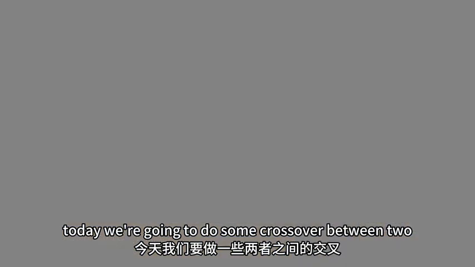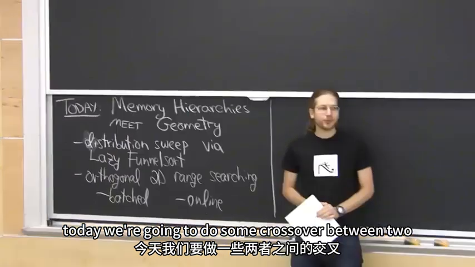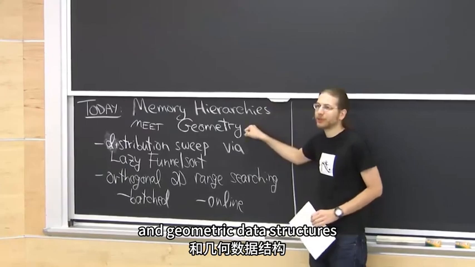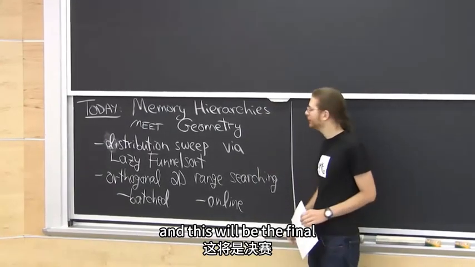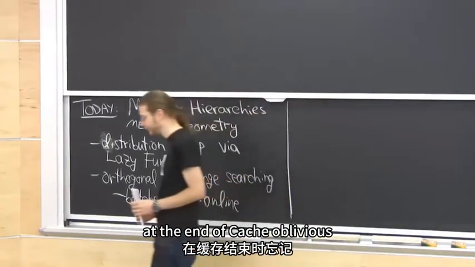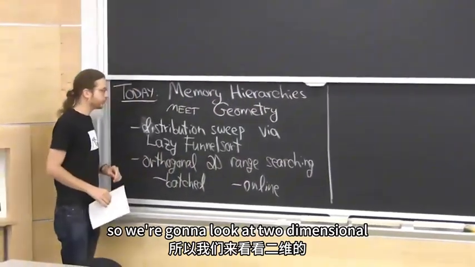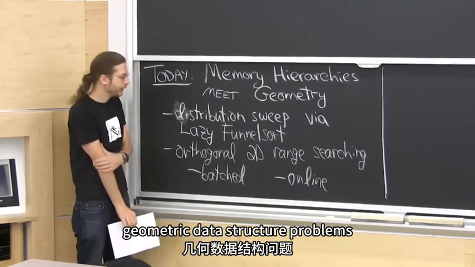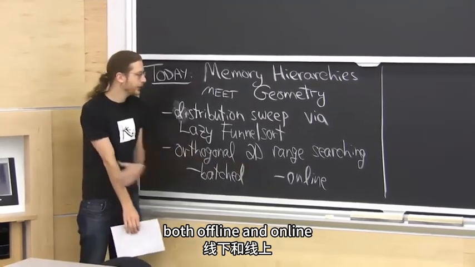All right, today we're going to do some crossover between two kinds of data structures, memory hierarchy data structures and geometric data structures. And this will be the final lecture in the memory hierarchy series at the end of Cache Oblivious. So we're going to look at two-dimensional geometric data structure problems, both offline and online.